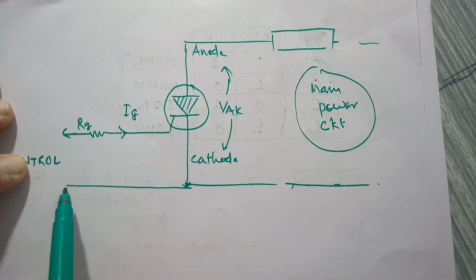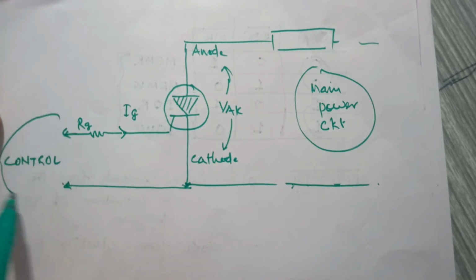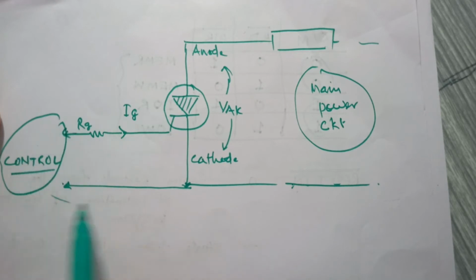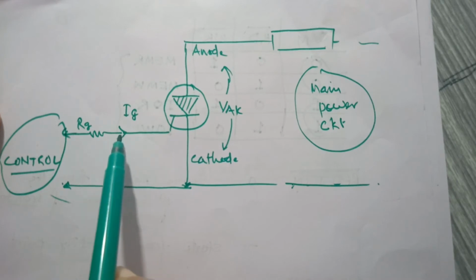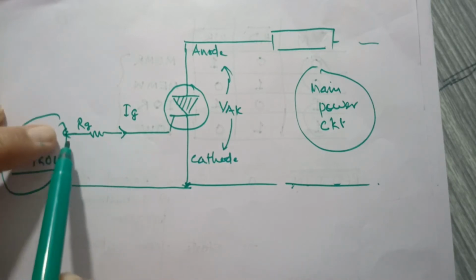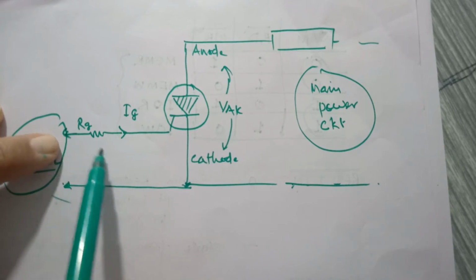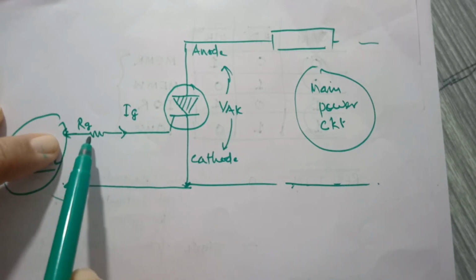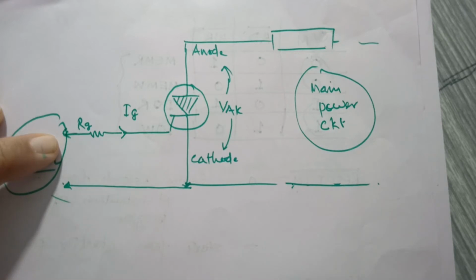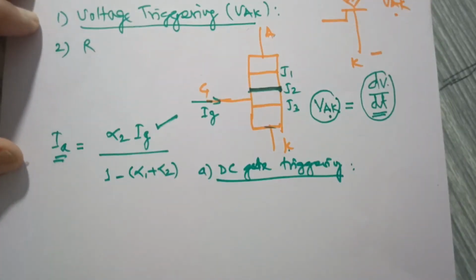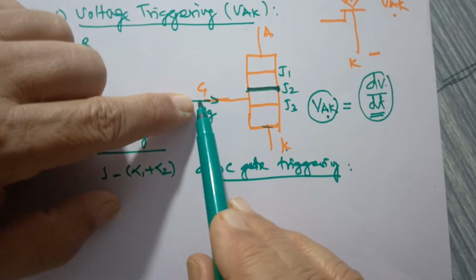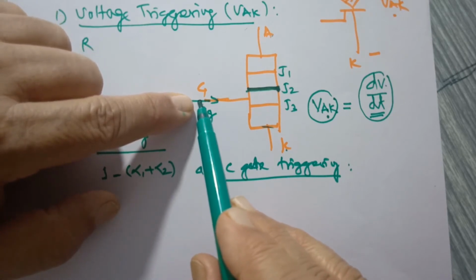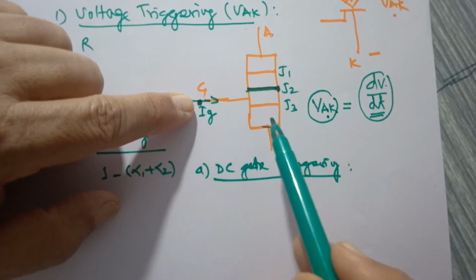Look at this gate. This gate is connected to some source, and this circuit is called the control section, and this is the main power circuit. So here Ig is injected, and it depends upon the voltage here, and this voltage depends upon how much current you want, and that also depends upon the series resistance. So in DC gate triggering, we apply DC voltage of a proper magnitude and polarity so that it gets triggered.